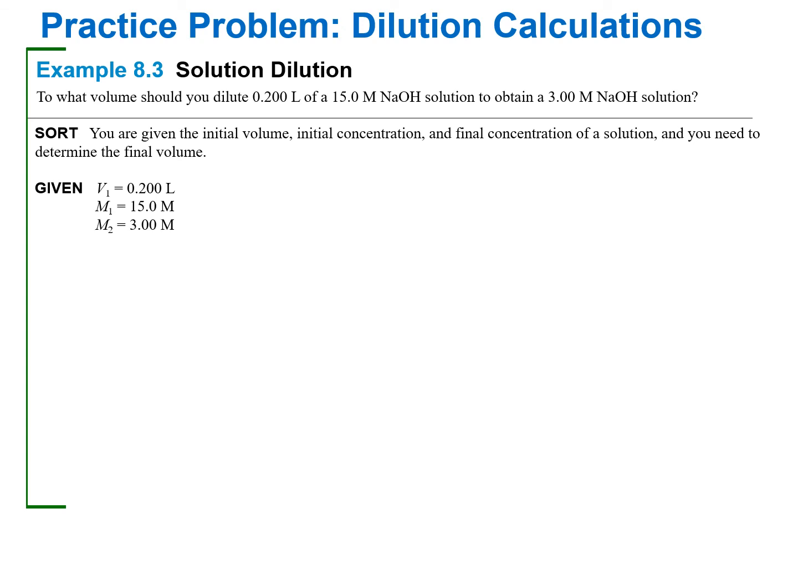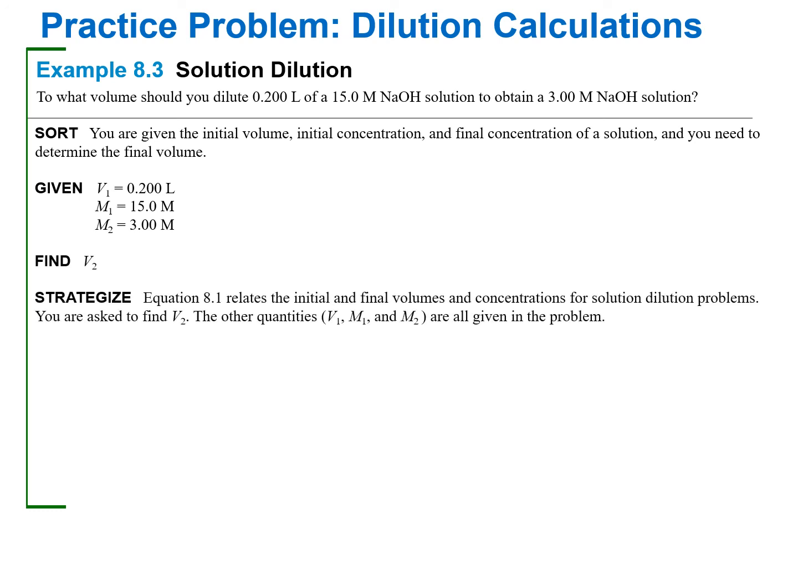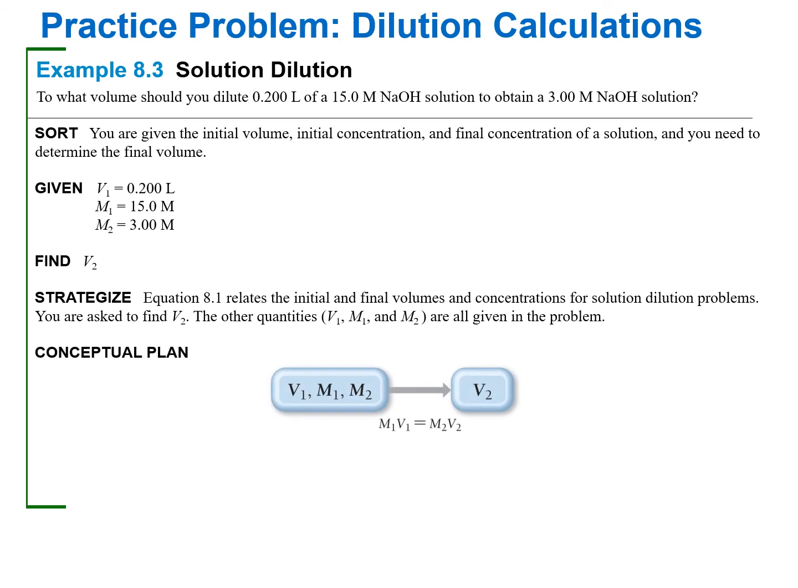So what we're given is an initial volume, an initial concentration, and a final concentration, and what we need to find is the final volume. That's what we're missing. So the equation that we're going to end up using is going to involve all 4 of these.